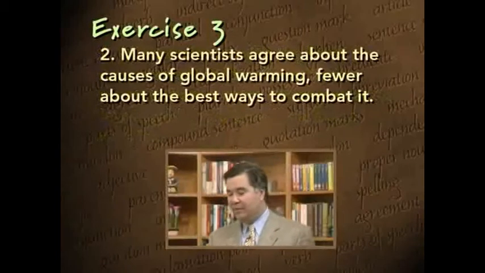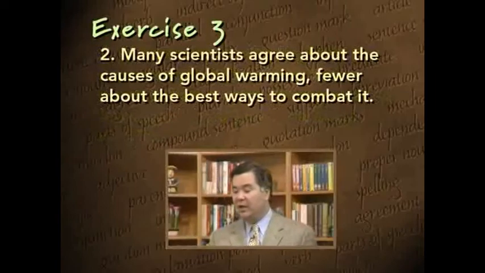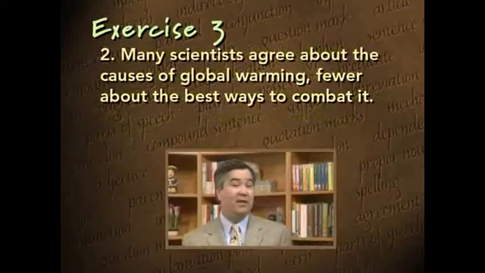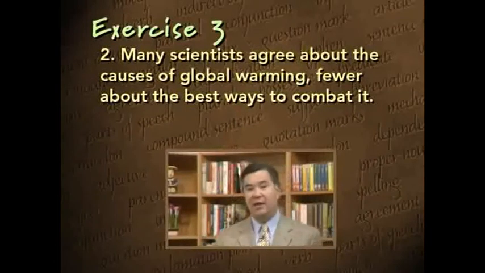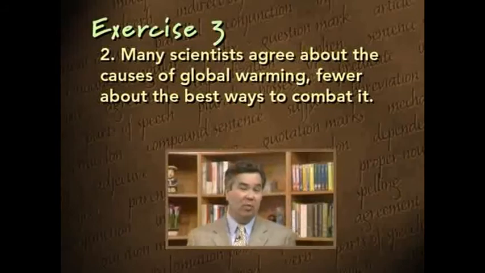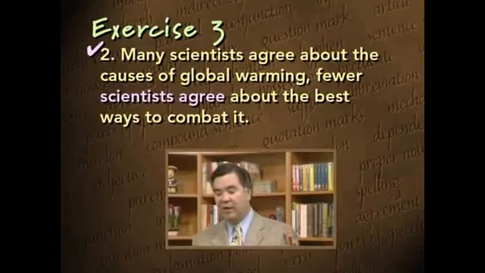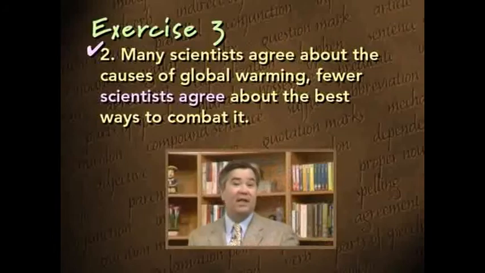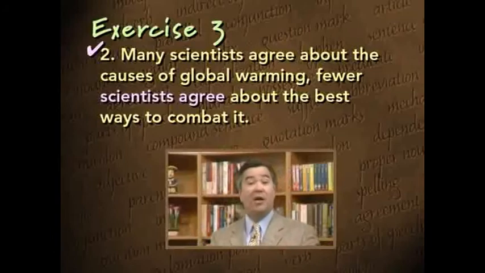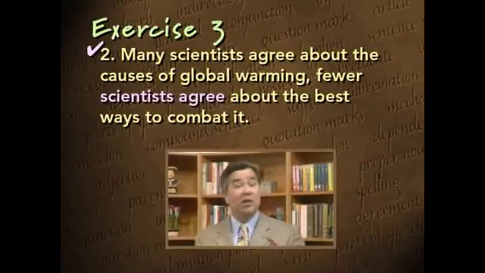Our next example. Many scientists agree about the causes of global warming, fewer about the best ways to combat it. Here again we have two parallel ideas. The first clause says many scientists agree about the causes of global warming. The second clause says that fewer scientists agree about the best ways to combat it. Now, the way I just said it spells out or fleshes out both clauses at full length. Perfectly understandable, but it's a little bit wordy.